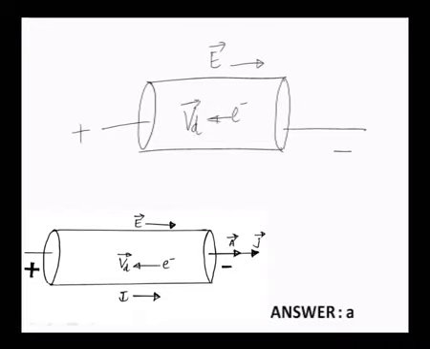The direction of the flow of the conventional current is in this direction, and as I told you, electron means negative charge, it is moving in this direction. Definitely the positive charges move in this direction, therefore the current density is in this direction. Similarly, the area vector is also in the same direction. From this diagram we conclude that the electric field, current density and area vector are all in the same direction, and only the drift velocity is opposite to this. Therefore, the correct option is A.